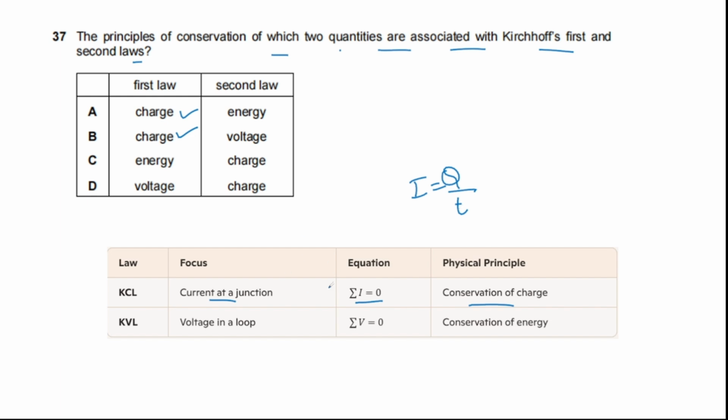basically the charge is what is being conserved. The second law is about the voltage. So the voltage means the conservation of energy, because voltage is the energy per charge. How much energy is given per charge? So it is energy. Correct option is option A.